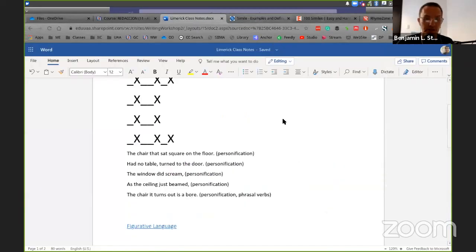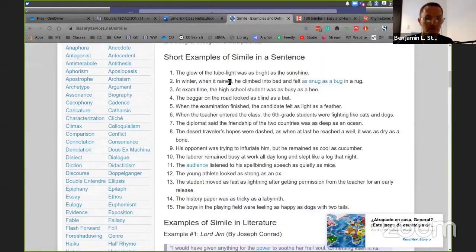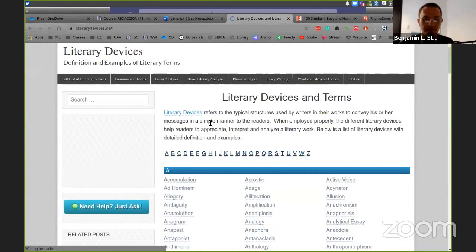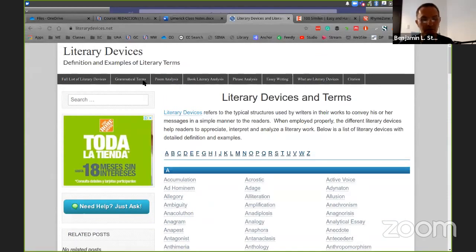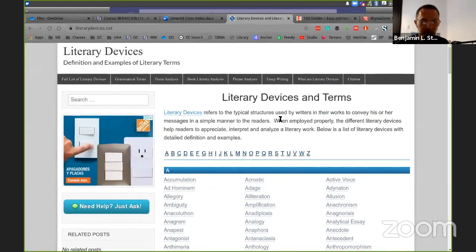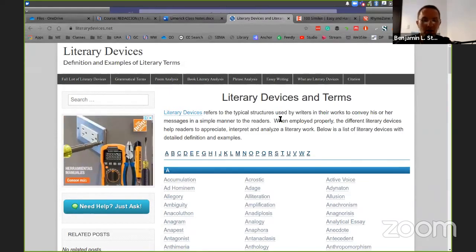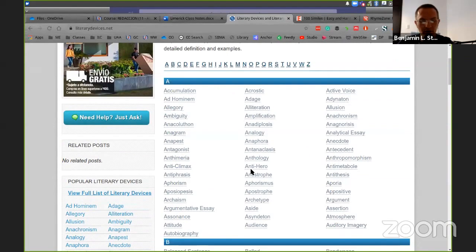Yes, right. So let me go back to the list here. Let's see, where's the main list? Okay, this is the main page here. This is a website that's called Literary Devices. And a literary device is the same as figurative language. So I'll use the term figurative language to mean all these different literary devices, not all of them, but most of them, that are examples.